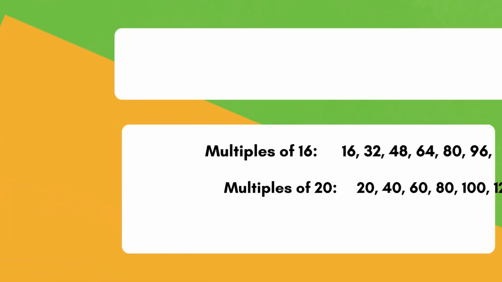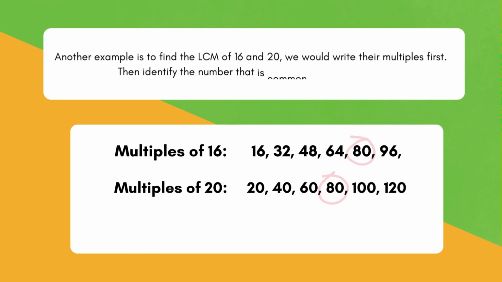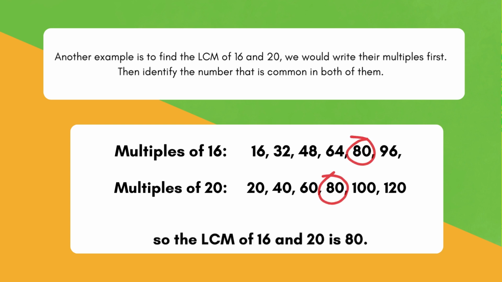Another example is to find the LCM of 16 and 20. We would write their multiples first, then identify the number that is common in both of them. So the LCM of 16 and 20 is 80.